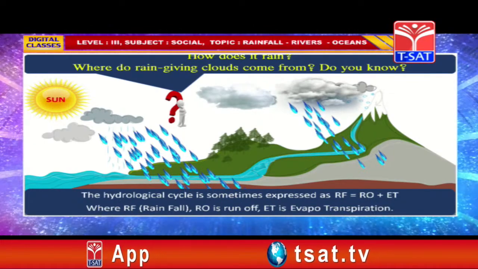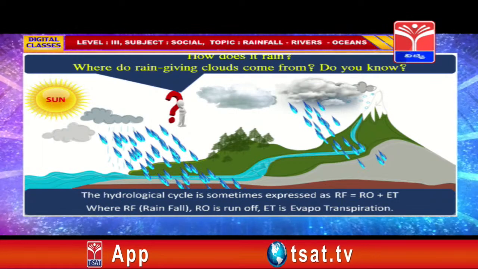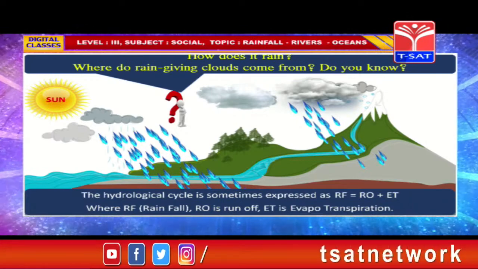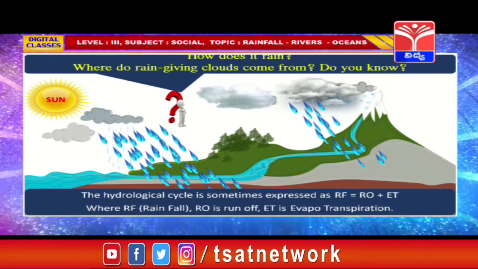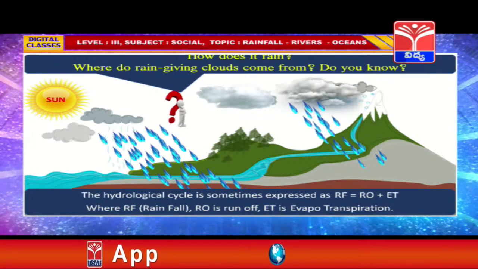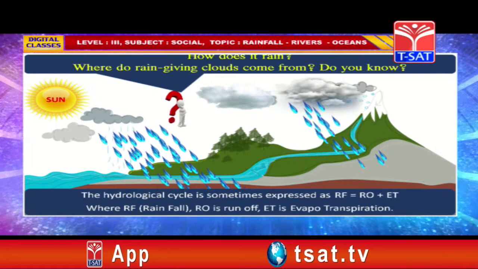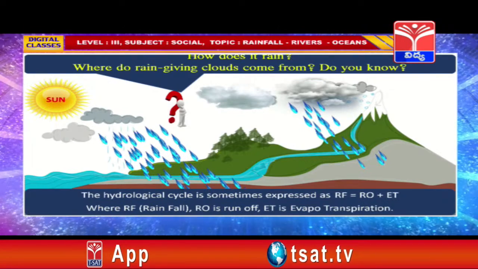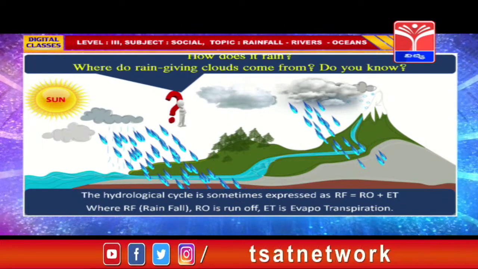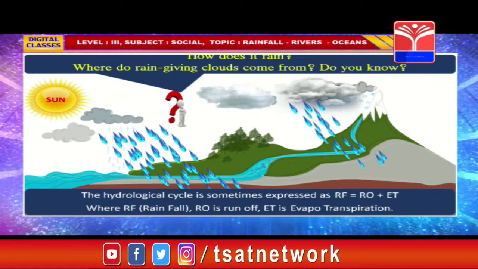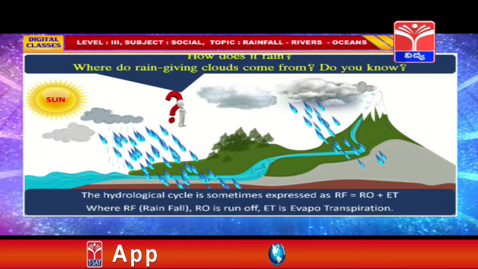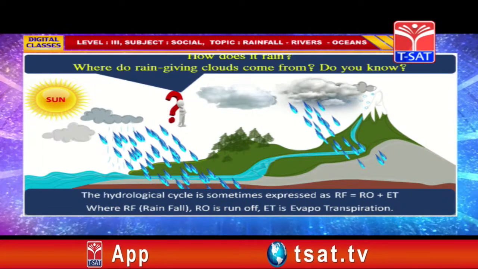The hydrological cycle is the circulation of water in different forms, that is solid, liquid and gaseous. It also refers to the continuous exchange of water between the oceans, atmosphere, land surface, subsurface and all the living organisms. And this hydrological cycle is expressed as RF = RO + ET, where RF stands for rainfall, which includes the precipitation, RO is runoff and ET is evapotranspiration.